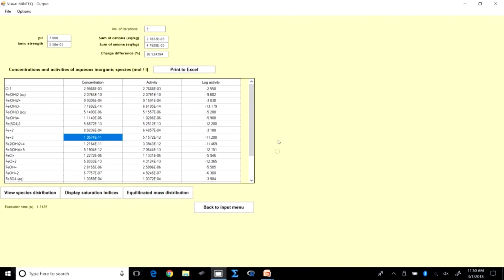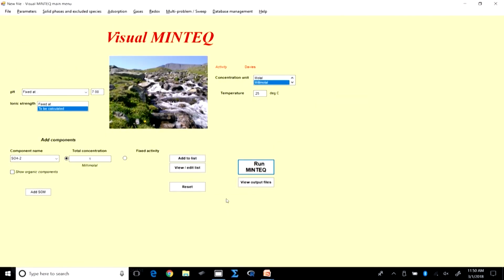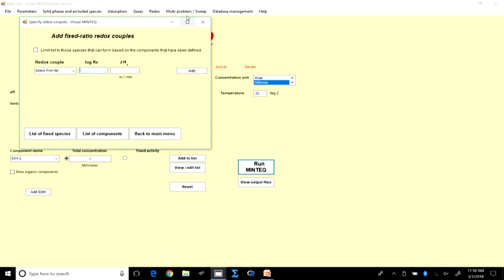I can plug this into Excel and calculate that, or let's see how to get this done in Visual MINTEQ. So I'm going to go back to Visual MINTEQ, with pH fixed at 7. Here I need to specify the redox couple. We have looked at how to solve it by hand, where I plug the values in and get the relevant pE value, but I can also use Visual MINTEQ to get that.